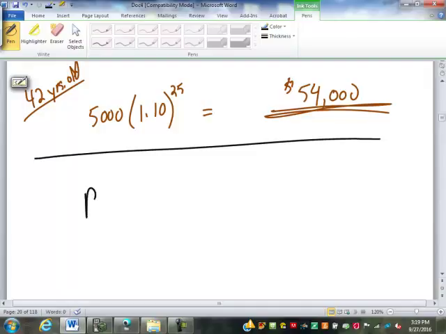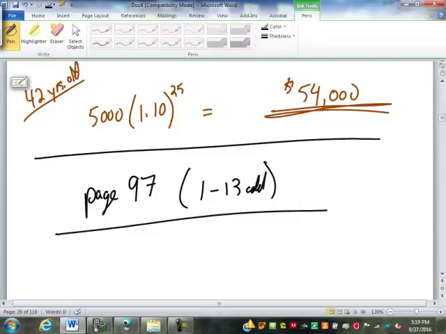For right now, in your book on page 97, 1 through 13, the odds. Some of those talk about compound interest. Some talk about simple interest. Some of them talk about something called an annuity, which we did not get to today. So if it talks about annuity, you can skip over that one, and we'll talk about that more on Thursday.